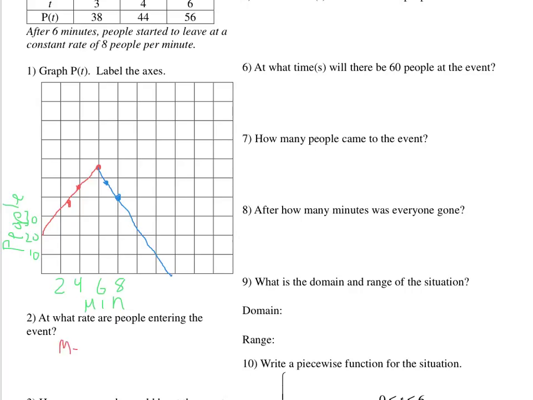So m is going to be the change in y, so 44 minus 38, over the change in x, which is 4 minus 3. If I do the math there, 44 minus 38 is 6, over 1, which is 6 people per minute. Sorry, I said that wrong earlier. So this line is growing at a slope of 6. And we said earlier that this is at a negative 8 slope. So that's kind of important. Alrighty, looking good here. So again, 6 people per minute.